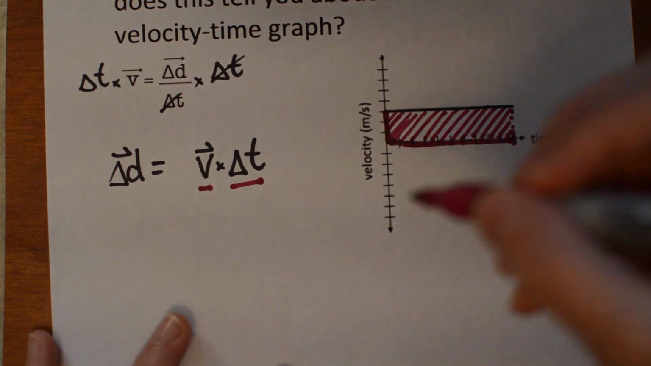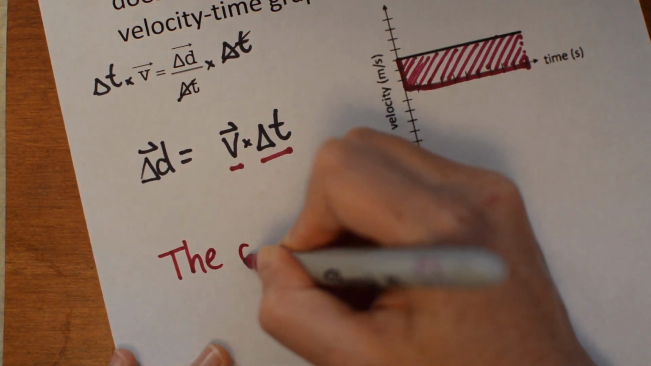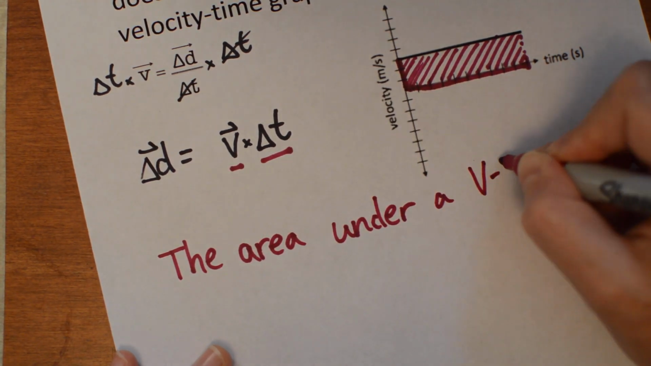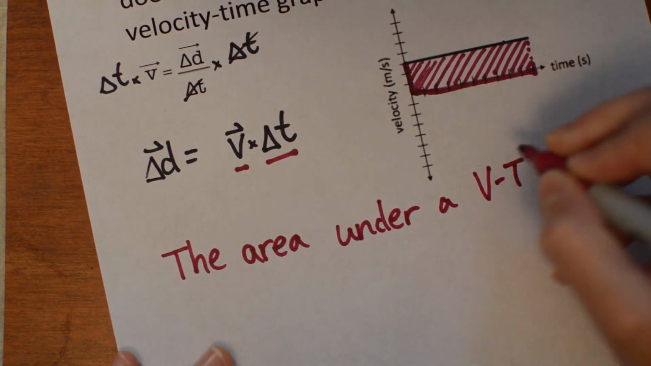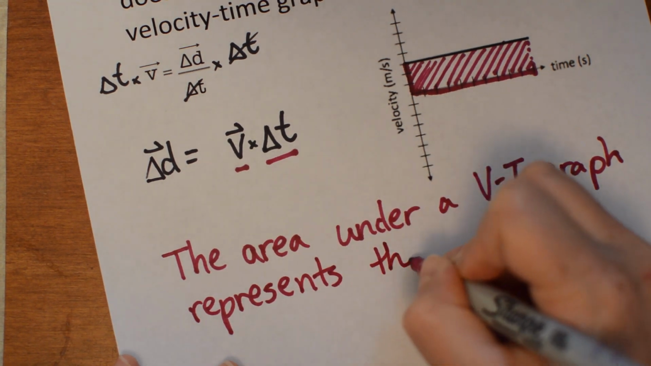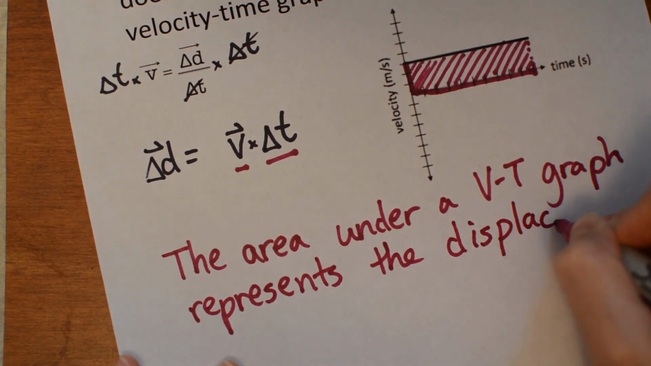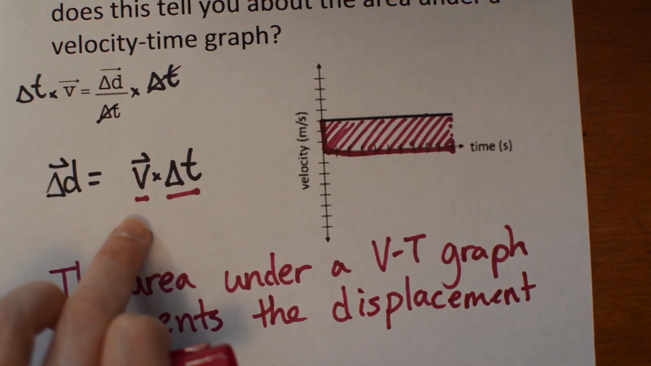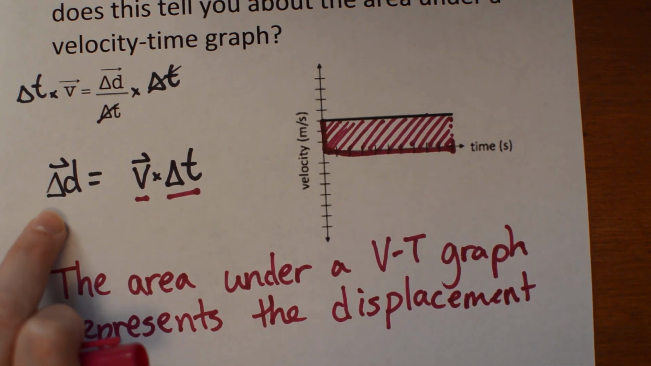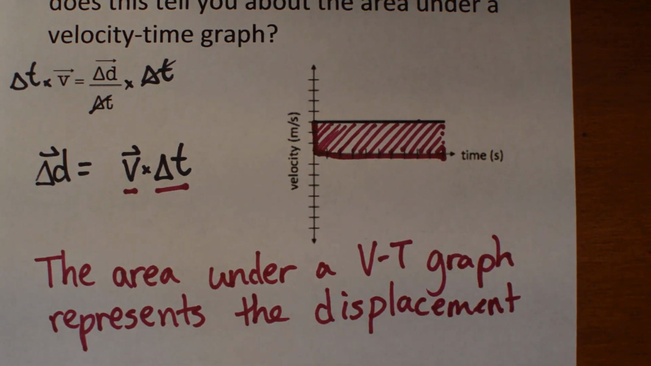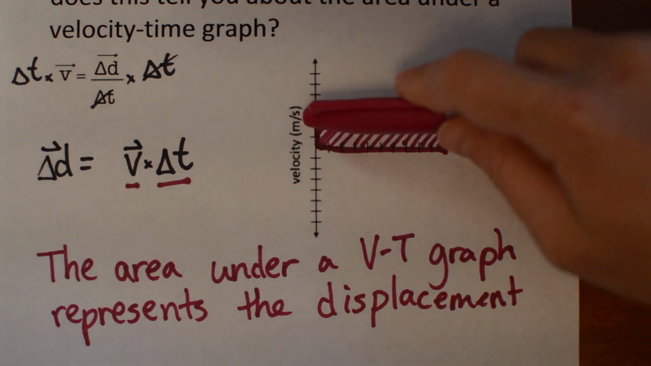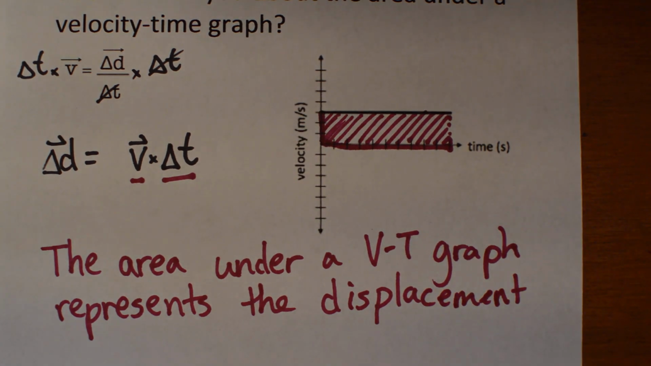That means that the area under a VT graph represents the displacement. So my velocity multiplied by my time, velocity by time is the area, that gives me displacement here, right? So that area must be the displacement. And that will work for even more interesting velocity lines where it's like not a horizontal line, like an angled line. We can still use that rule.